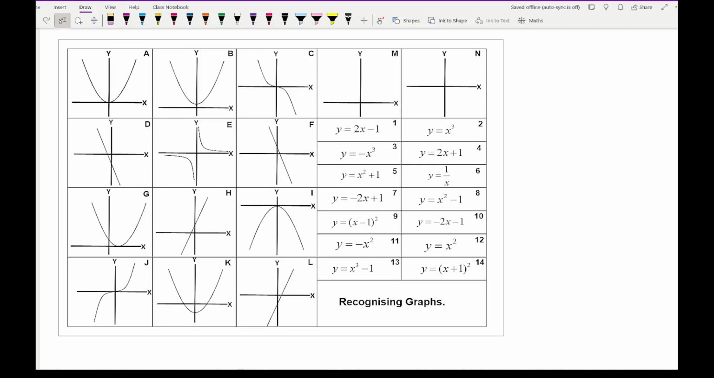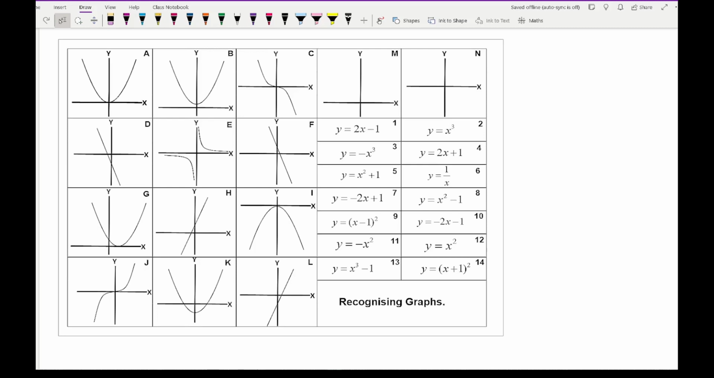Now, obviously in an exam you're not going to get an extensive set of matchup cards. You probably only get 3 or maybe 4. It may even be multiple choice where you just get 4 graphs and you've got to match up which equation, or vice versa. So let's have a look at question 1.